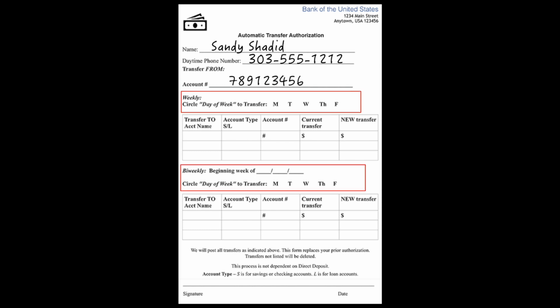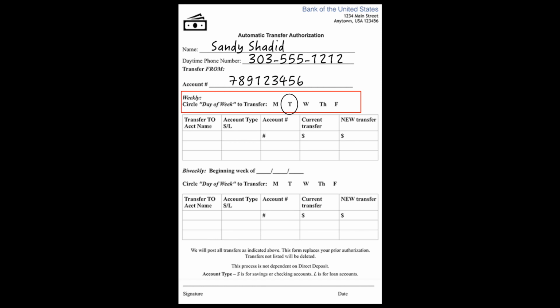Next, you must decide if you want money transferred weekly or bi-weekly. Bi-weekly means every 2 weeks. Here, we are choosing weekly. You must decide which day of the week you want money taken from your checking account and placed in your savings account. You can choose Monday, Tuesday, Wednesday, Thursday, or Friday. Here, we are choosing Tuesday. Circle the T for Tuesday.